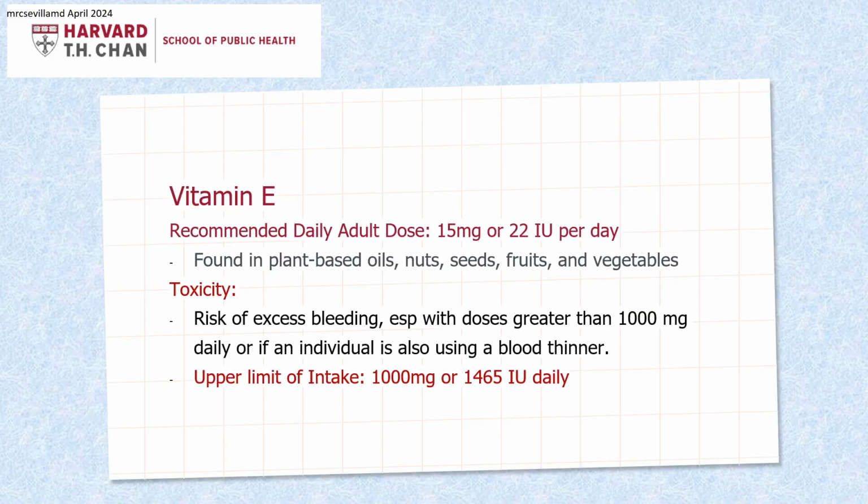There have been reports of excess bleeding incidents in people who are taking blood thinners or those who take doses greater than 1,000 milligrams daily. And this is why an upper limit of intake has been set at 1,000 milligrams or 1,465 international units daily.